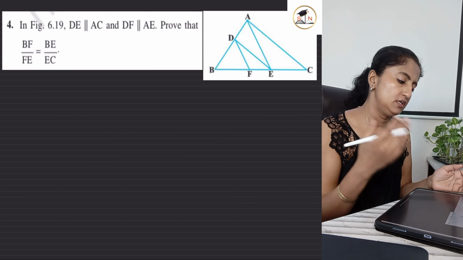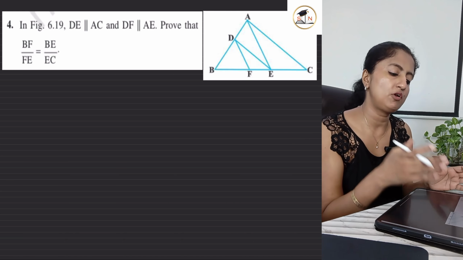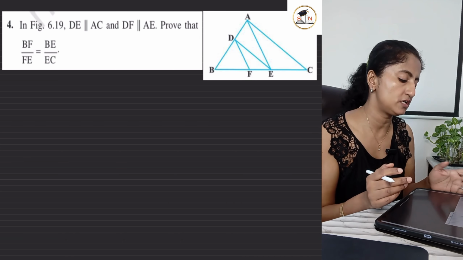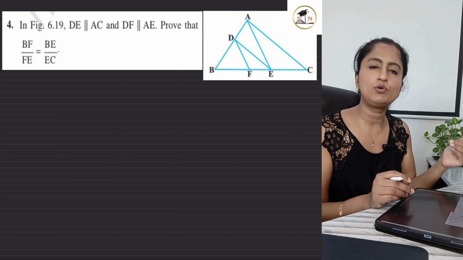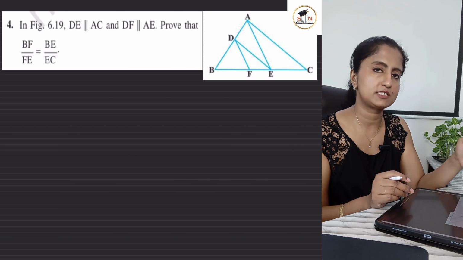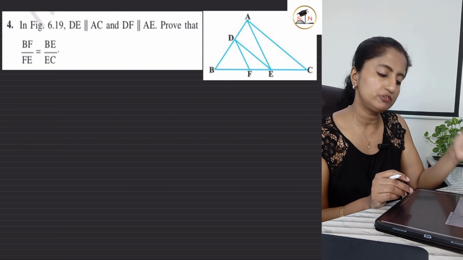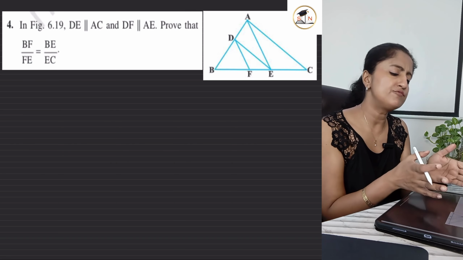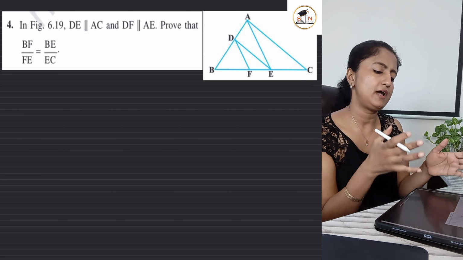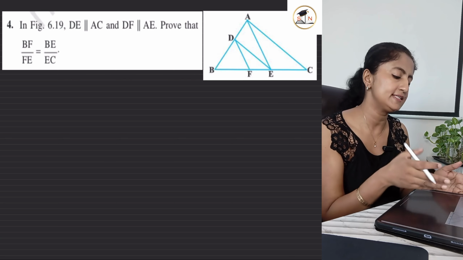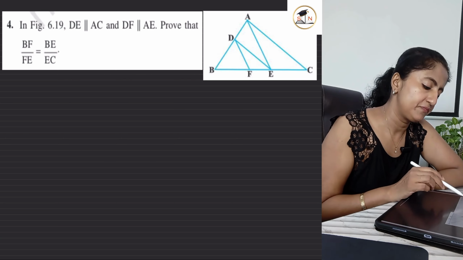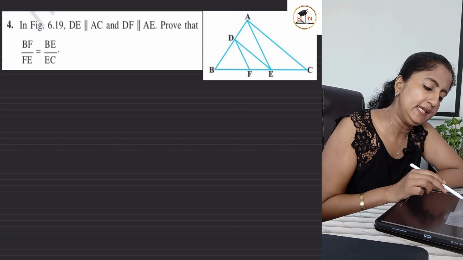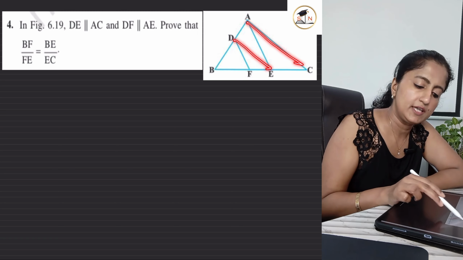Okay. Now, this is a question belonging to exercise 6.2, question number 4. I haven't picked up question number 1, 2, and 3. 1 and 2 are pretty oral. They are just calculation based ratios, right? Question 3 is again easy, somewhat similar to this, but I find this more important question and hence I have picked it up. Now, the question says in the given figure, DE is parallel to AC.